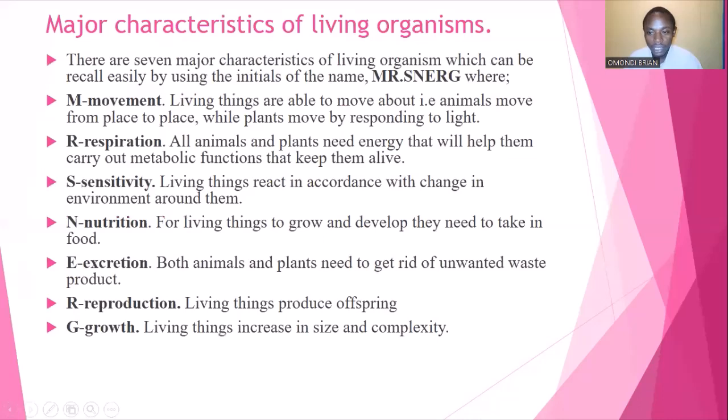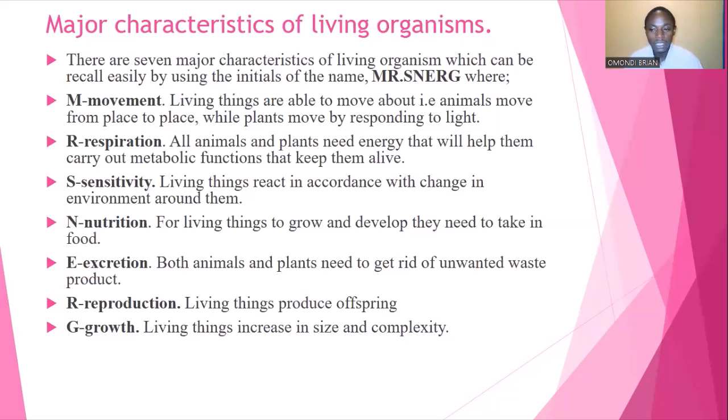What are the major characteristics of living organisms? To recall them very well, you are going to use the initials of the name Mr. Snudge, whereby M stands for movement, and all living things are able to move about. For example, animals move from place to place, while plants move by responding to light. Then R stands for respiration. When we talk of respiration, we mean the energy that animals require to perform metabolic functions that keep them alive.